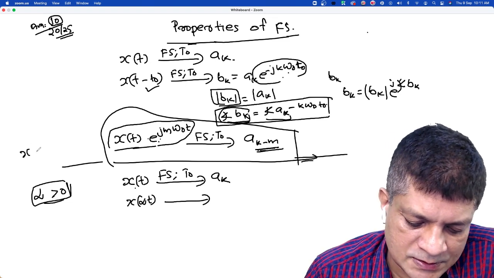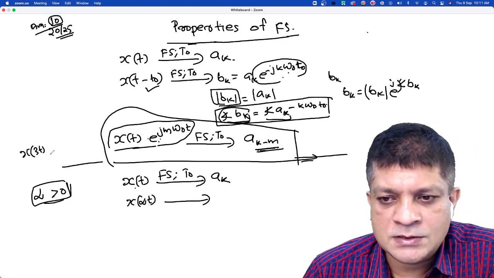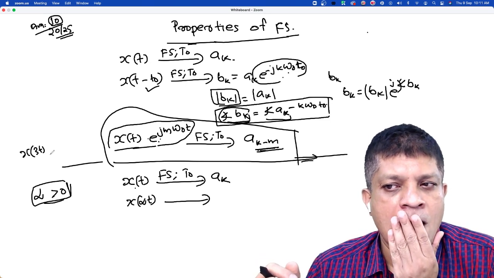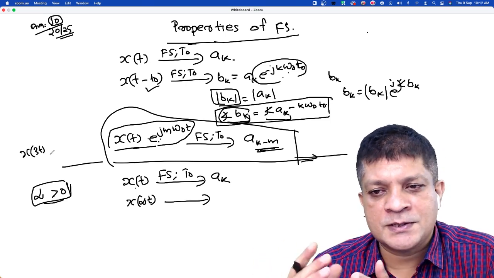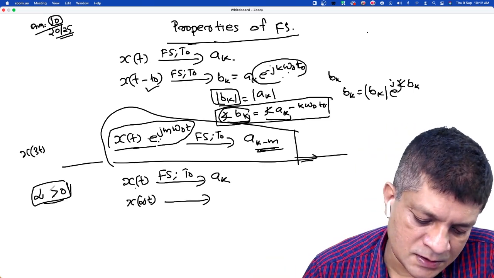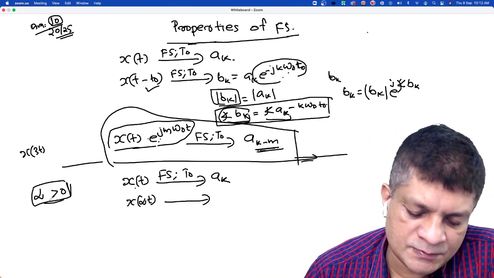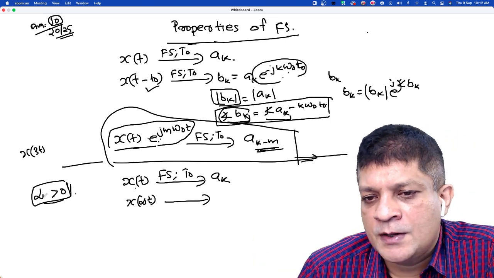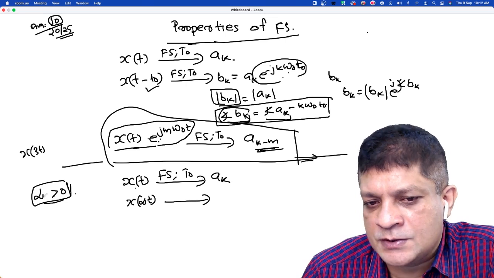What is, for example, x(3t)? Is it expansion or compression? Compression. It is compression by a factor of 3. So we can generalize this for alpha: it is compression by a factor of alpha. Now let's see what happens to the Fourier series coefficients.